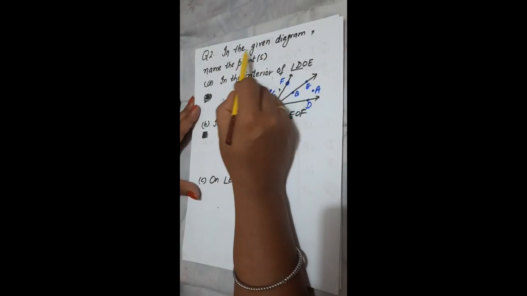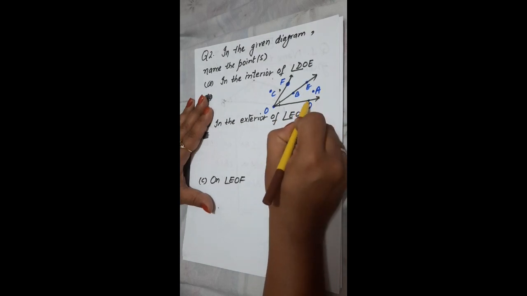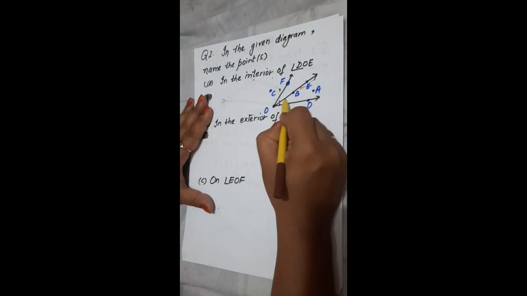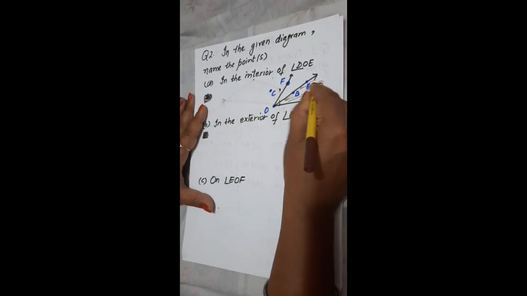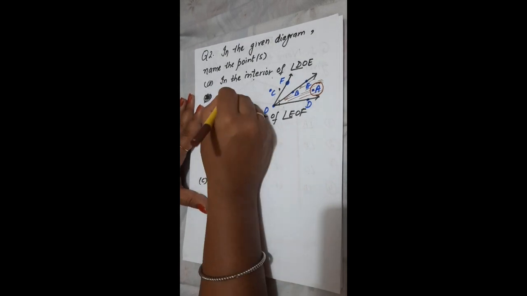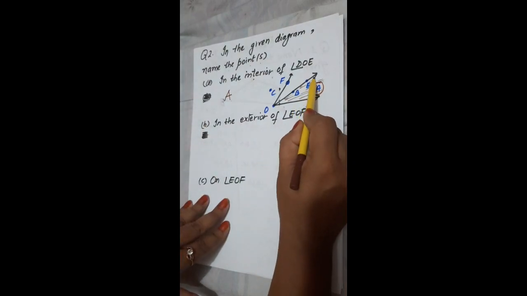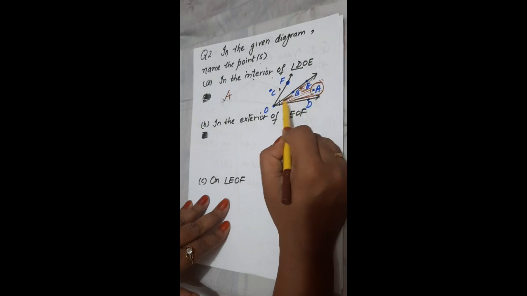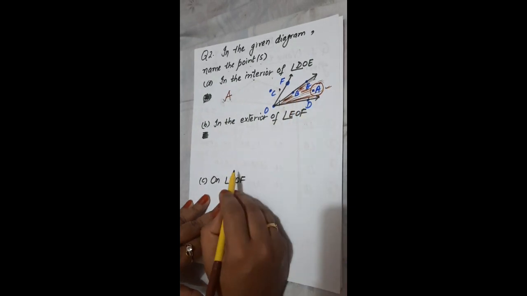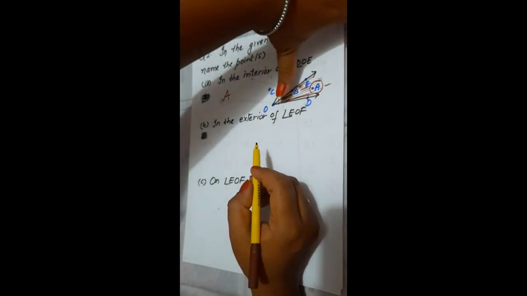Now next we have question number 2. Question number 2 is, in the given diagram, name the points in the interior of DOE, and the interior of DOE is this, inside, and in the interior the point A lies. So I will write simply A, because in the given diagram we name the point, and in this DOE only point A lies. Next we have EOF, in the exterior, meaning outside.